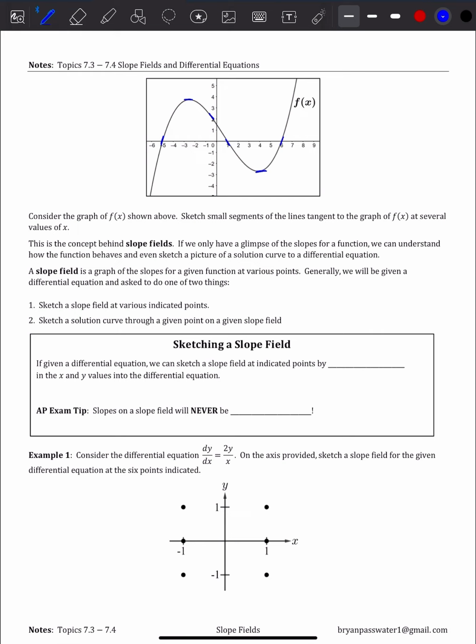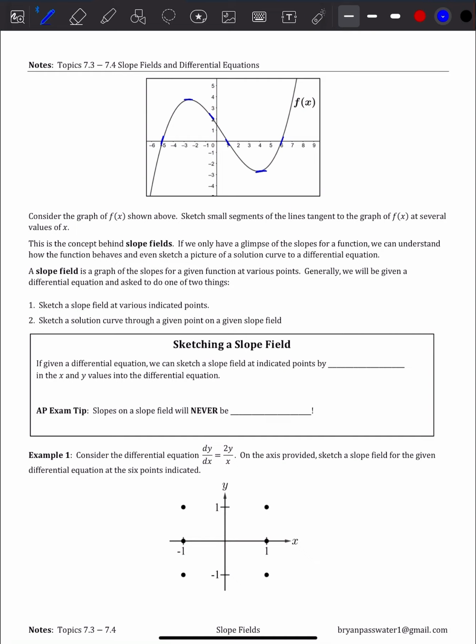The big difference that we're going to be talking about with a slope field is the possible slopes for a function at any x value and any y value. So all of those different plus c values that we may have had before are going to be incorporated into this graph, which makes the graphs look a little bit interesting.